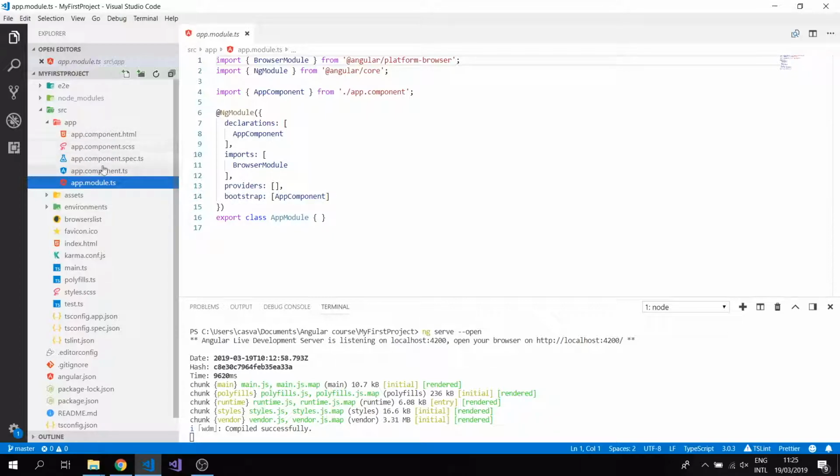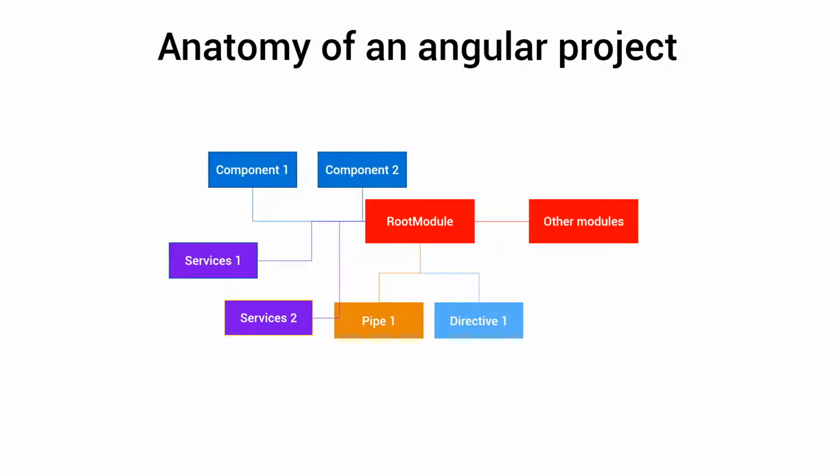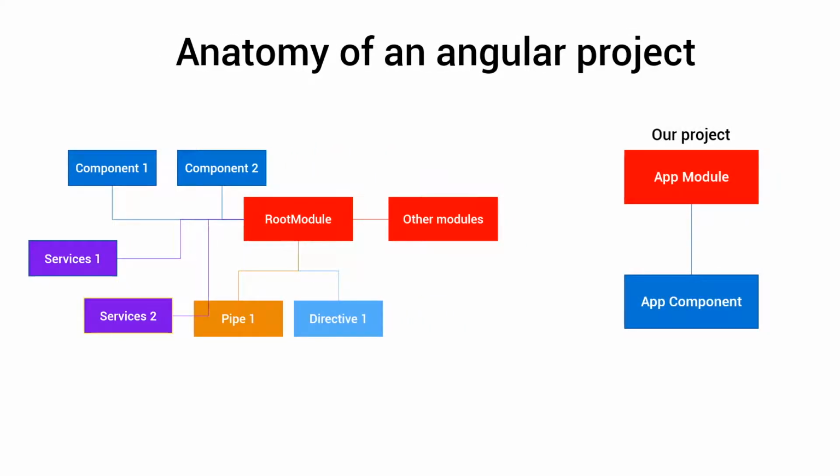Well, Angular makes use of modules, and we have one root module, which is in our case the app module. And inside this app module, we register all our components, but also pipes, which we will discuss in the videos. And we also register other modules inside this root module. Our own project looks more like this. We only have one app module and we only have one app component.